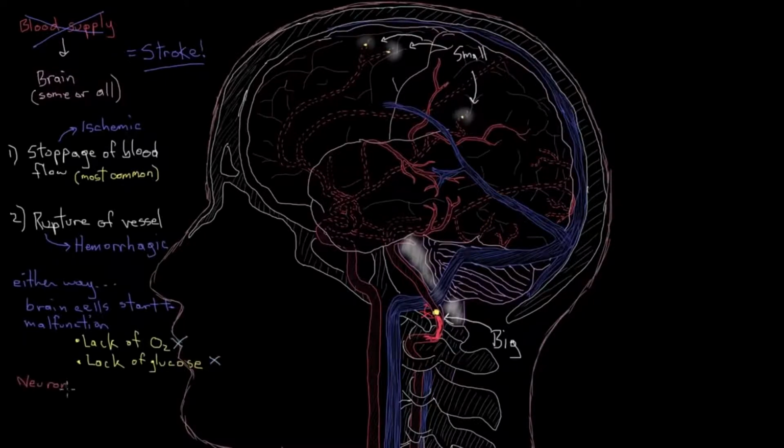And is this brain injury reversible? Well, most of the time, yes. Neurons start to die after about 4 minutes without oxygen.